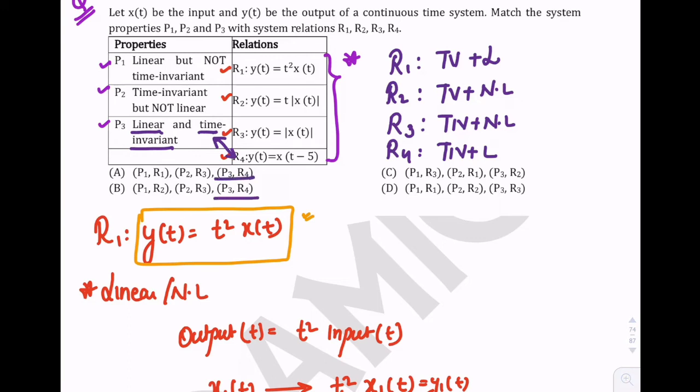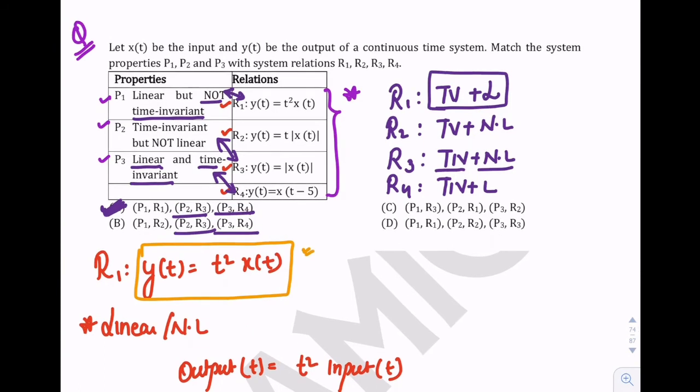There are two options, A and B. Now time invariant and non-linear, so this is R3. So P2 is equal to R3, which is in options A and B both. Now linear but non-time invariant means linear and time variant. So this is R1. So A will be the answer. Non-time invariant means time variant. Okay, so A will be the correct answer to the question.